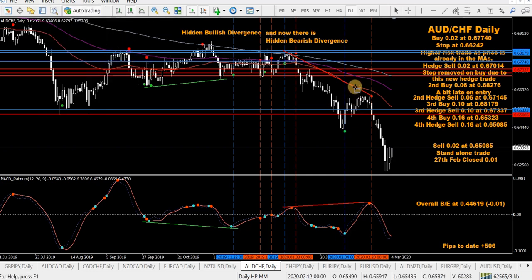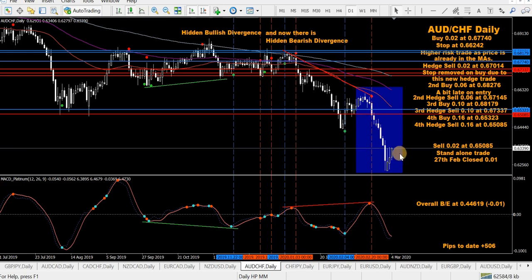So this in here is, even though it's a part of my hedging trade, now we're going really slow on the platform, sorry about that. This is a hedge sell. You can see my fourth hedge sell at 65085, and also a new sell at 65085. So it's the same, it's 2 trades in one. So it's a standalone sell trade, which I've already closed half, put some pips in the bank, and I haven't got a stop in place yet.